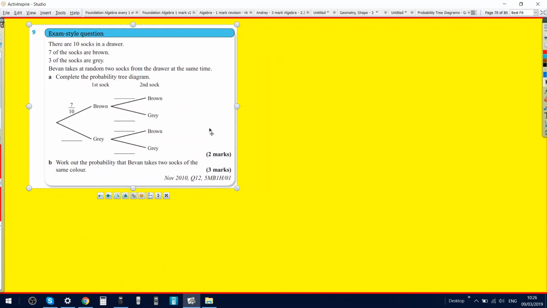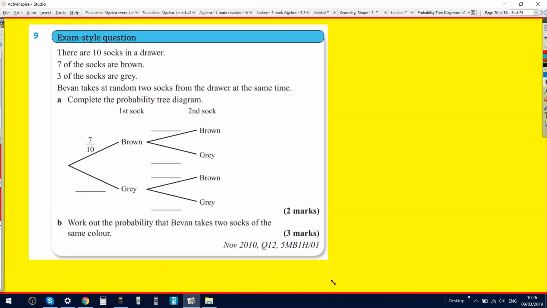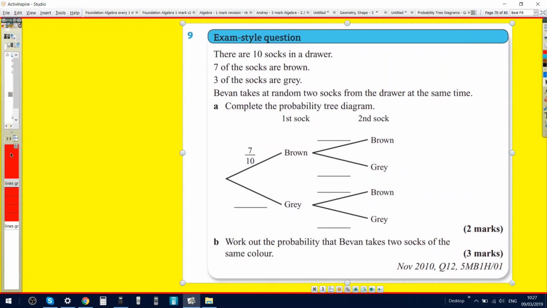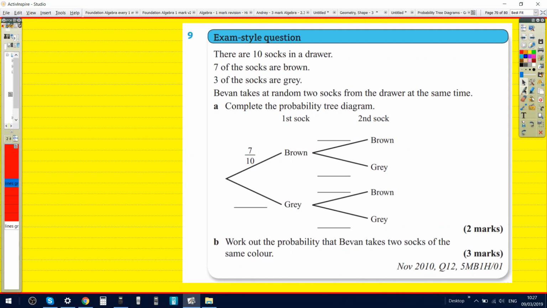Exam style question. Yeah, let's do this one. It's a good one. Okay. So for the first sock, would the grey be 3 over 10? Yeah.